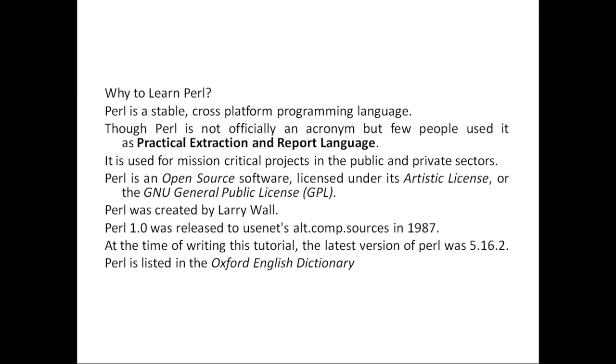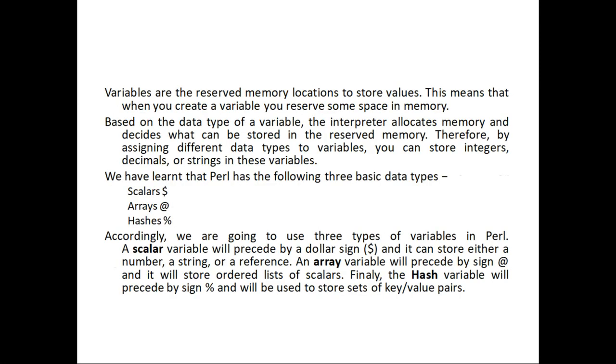It is not officially an acronym, but a few people use it as practical extraction and report language. Fine. It is used for mission critical. All things I already told you. Open source also. If you see the history, Perl was created by Larry Wall, who created this Perl language, and version 1.0 was released in 1987. And at the time of writing, I think it is 5.16.2. Anyway, now you can find version 6 or 7, whatever is available, that you can download and you can use. There is no difference.